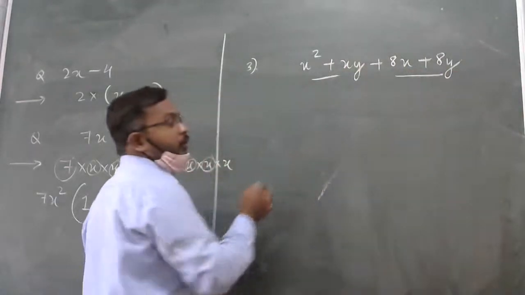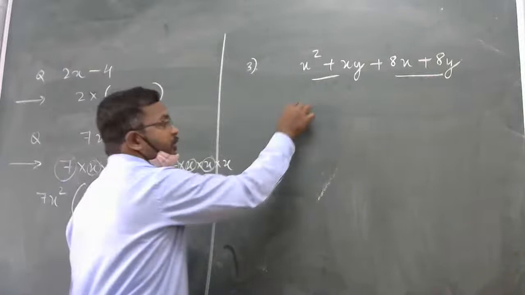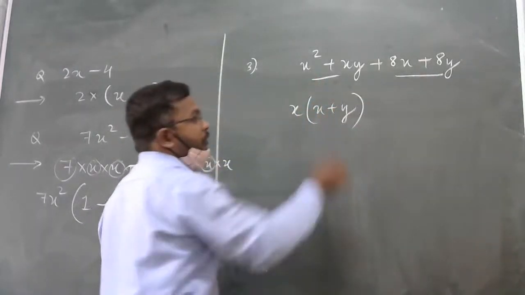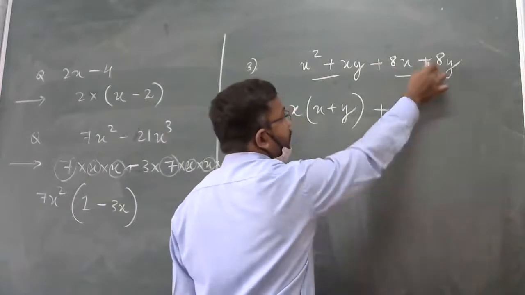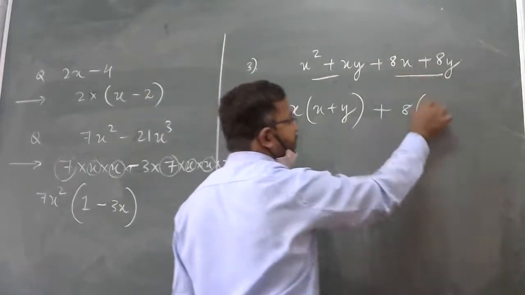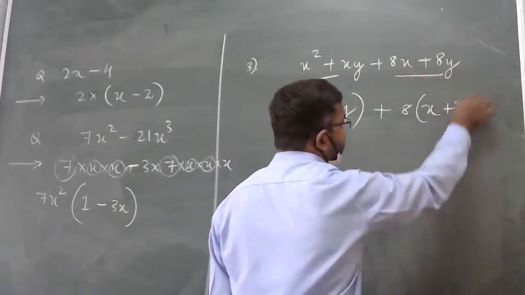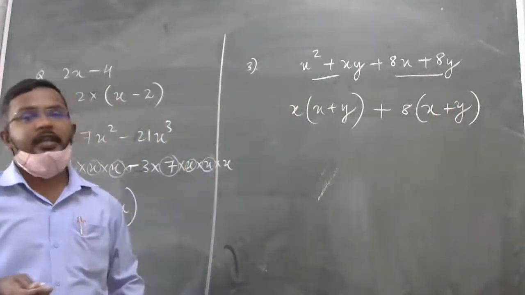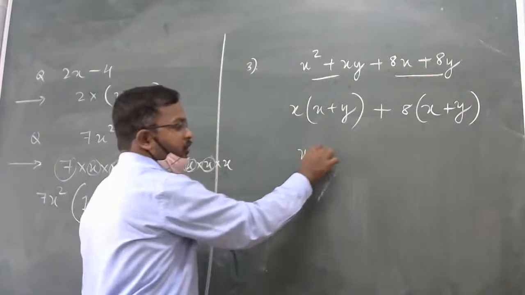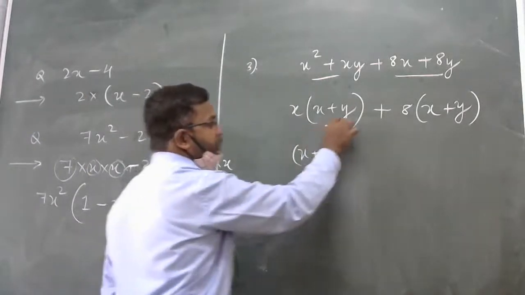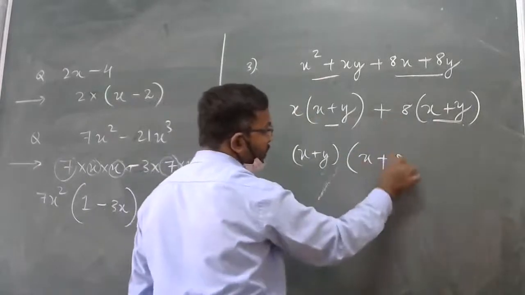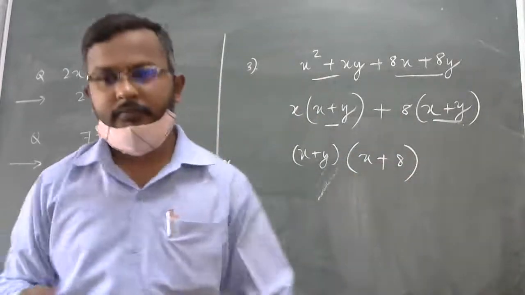So make these two as a pair. So x is common from here. Here x plus y will be left out. Plus from these two 8 is common. So take 8. Here x is left out and here y is left out. So x plus y plus 8 into x plus y. Again you have to take the common terms. x plus y is common. So this x plus y is common. Here x is left out and here 8 is left out. So x plus 8.